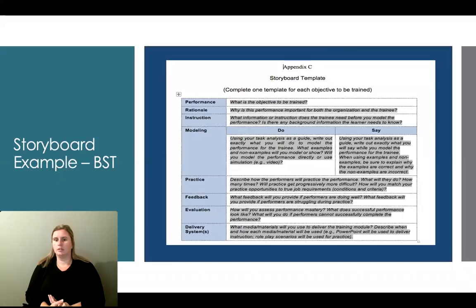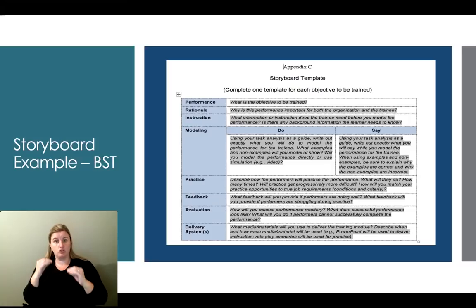So this is an example of a storyboard in BST, which clearly outlines every single step in our training sequence. It clearly specifies specific aspects of implementation. What is the performance? What is the objective to be trained? The rationale of it. This is exactly what we're going to provide to the trainee, to our peer educators. Why is this performance important for both the organization, the school, the student?